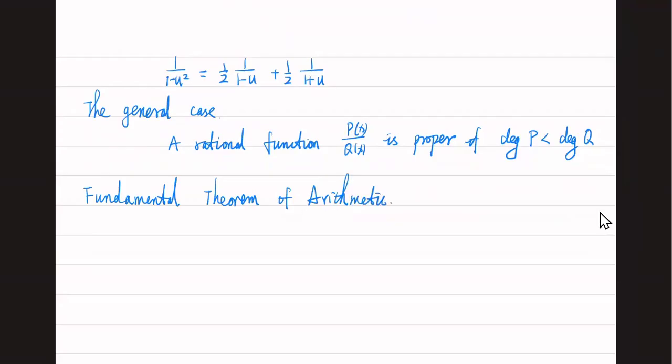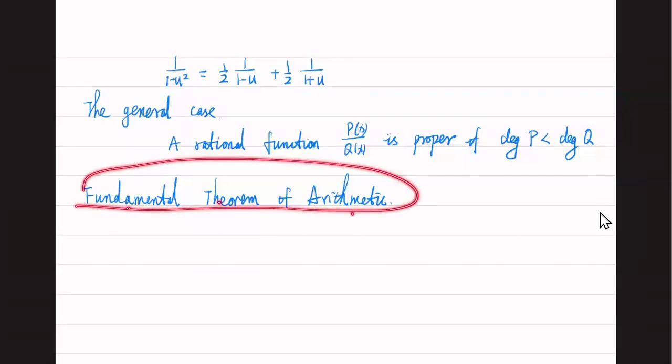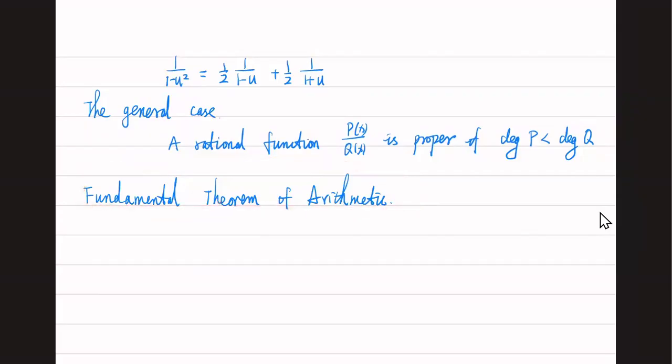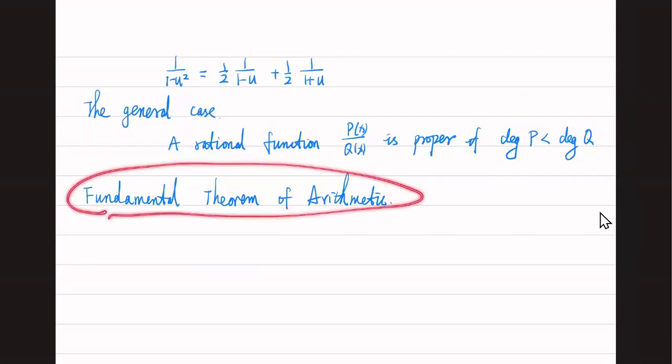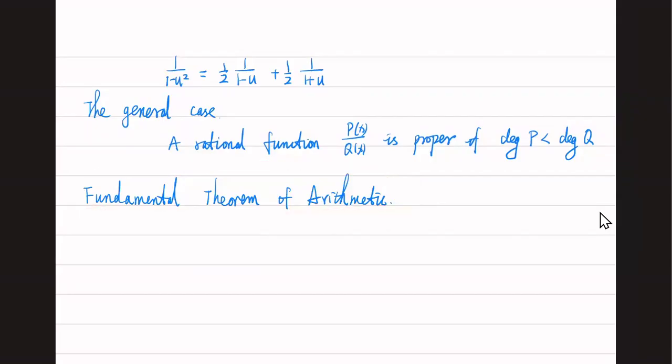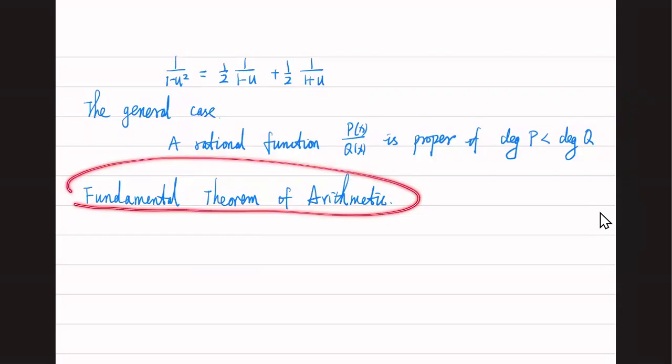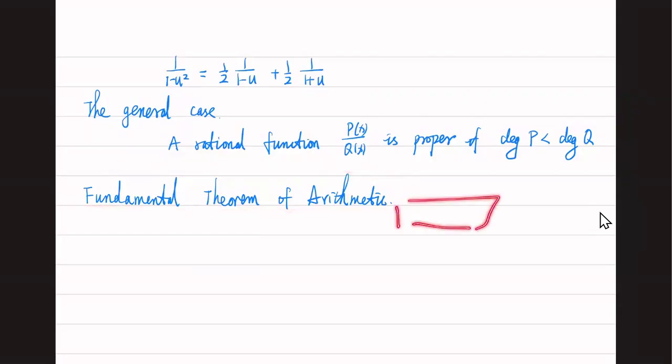Okay, let me check. Who had seen these terms before? Fundamental theorem of arithmetic. Have you, Sakina? No? Sophia, have you seen this before? No. And Elisa? No. Okay, so this, I think you have seen the theorem, but don't know this name. It says something, any positive integer bigger than 2 has the decomposition.